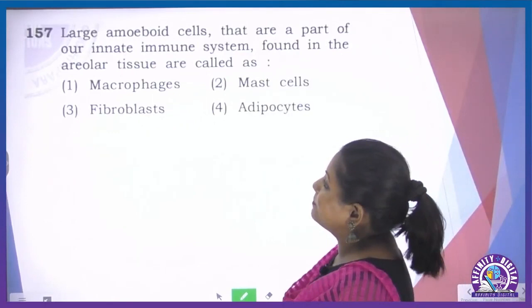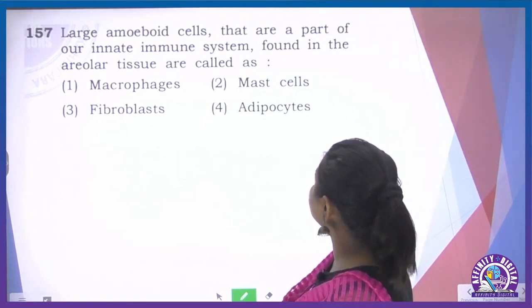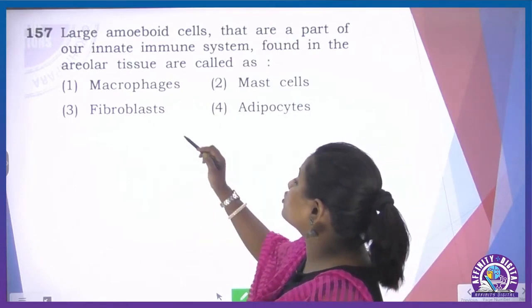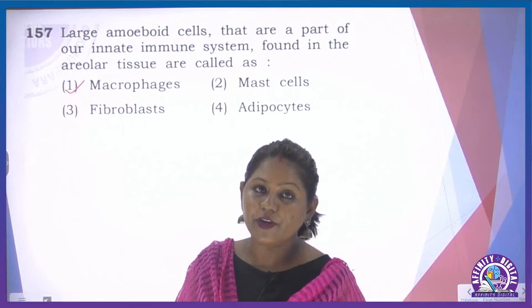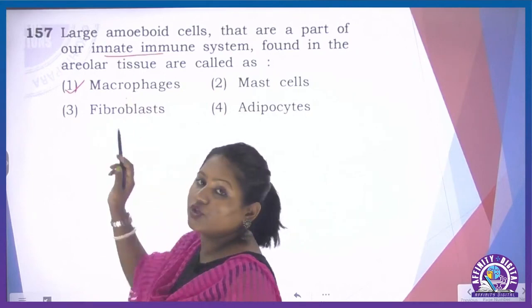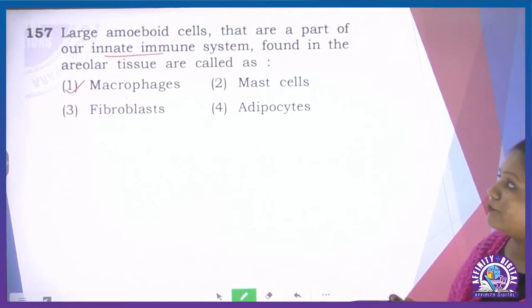The next is question number 157. Large amoeboid cells that are part of innate immune system found in the areolar tissue are called, macrophage hoga answer, because innate immunity mein ye cellular barrier ki tarike se kaam karta hai and cellular barrier will help in the purpose of phagocytosis. So finally, innate immunity ka jo hissa hai, that is macrophage, which is also a part of the areolar connective tissue. So question number 157, correct option is 1.